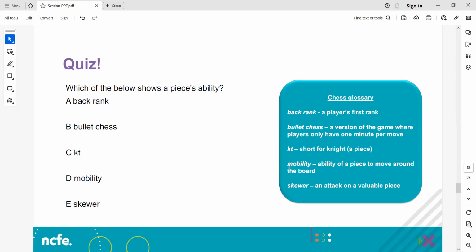So mobility is the ability. We've got the word there, so that's helping us. The ability of a piece to move around the board. So do we think it's D? That would sound the most likely, because we've got that word ability there as well. And it's telling us what that piece can do. What's it able to do? The ability, what is it able to do? It can move around the board.